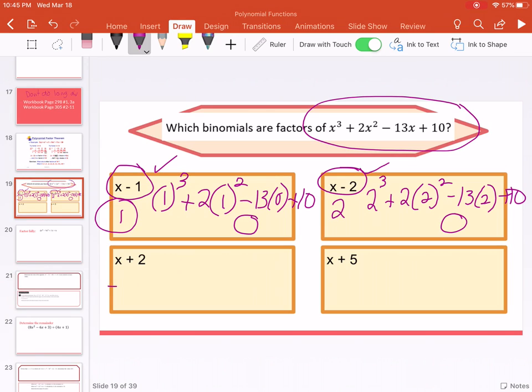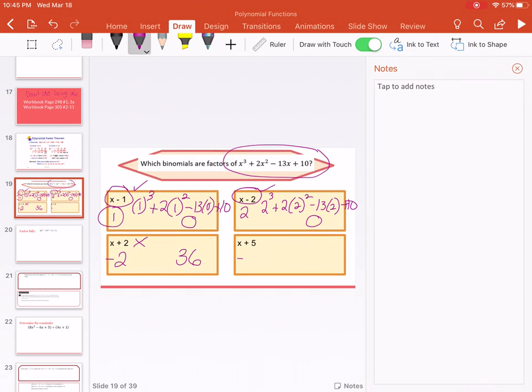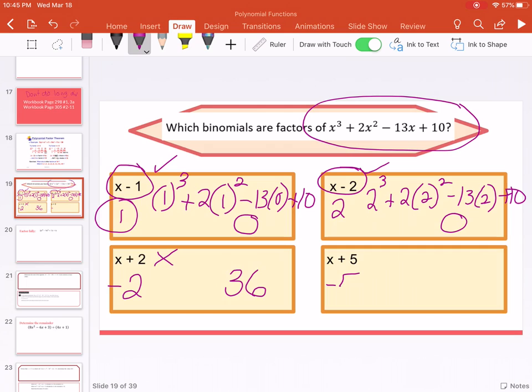x plus 2, if I take the 0, negative 2, and plug it in, I actually end up with a remainder of 36. So I know x plus 2 is not a factor. If I take negative 5 and plug that into my polynomial, I also get a remainder of 0. So then I know x plus 5 is also a factor. So the factor theorem helps me find factors of my polynomial.